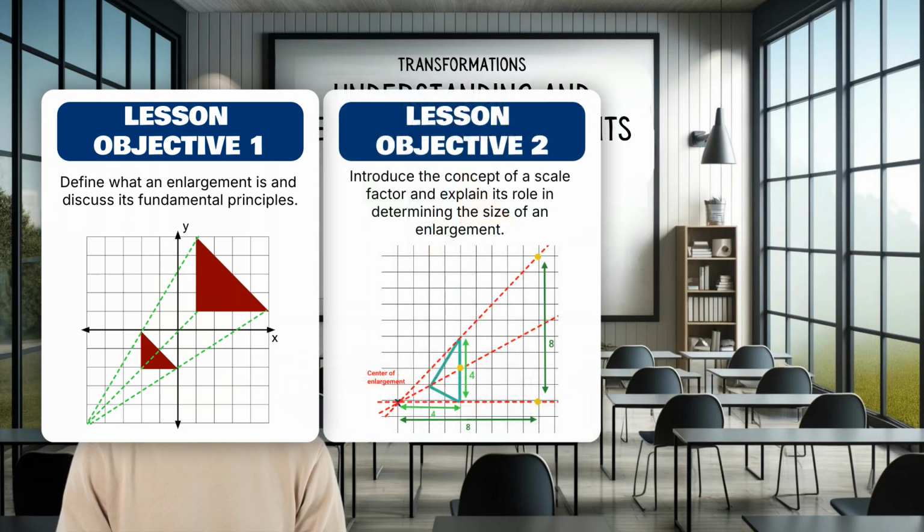Next, we introduced the idea of a scale factor, which determines how much the shape is enlarged or reduced. A scale factor greater than 1 enlarges the shape, which is what we focused on today. Following this, we discussed the steps to draw an enlargement. Locating the center of enlargement, measuring distances from this center to the vertices of the original shape, and then applying the scale factor to these distances to find the corresponding points of the enlarged shape.